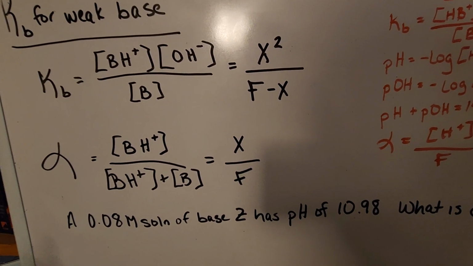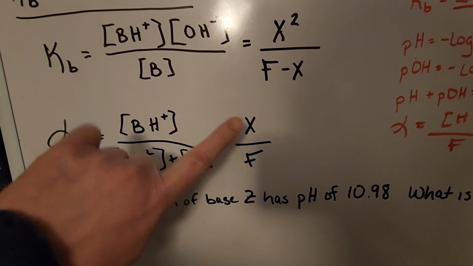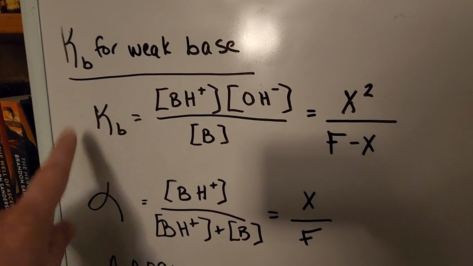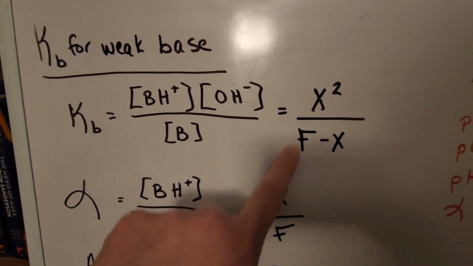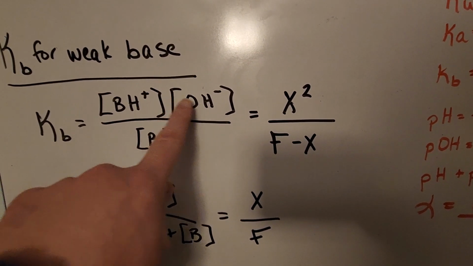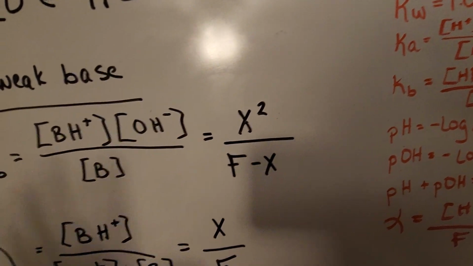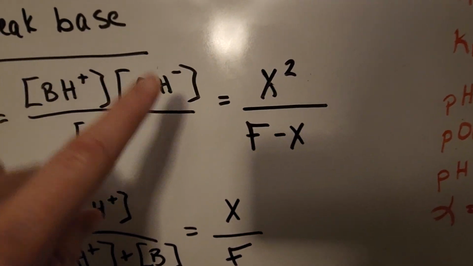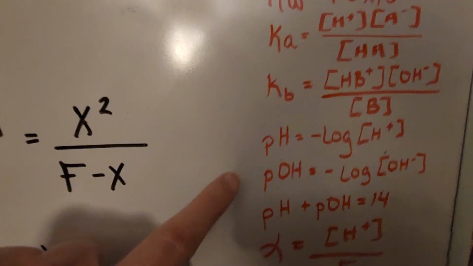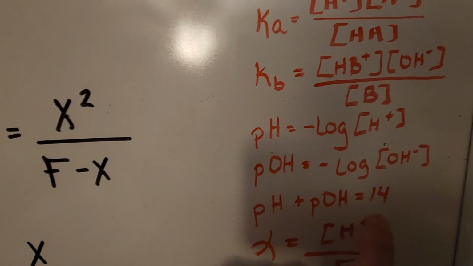We don't have hydronium or hydroxide in this, but we know, thanks to our Kb formula here, that x, using the same x, that is equal to BH plus is also equal to OH minus. So now we know that that's our hydroxide concentration. Well, we don't have our hydroxide concentration. We have a pH.